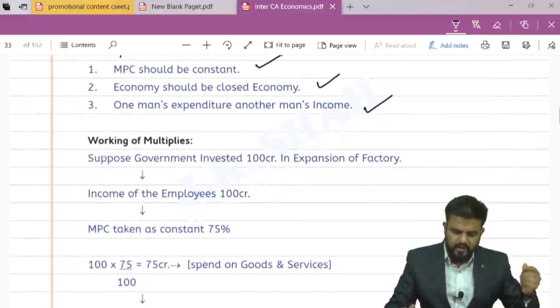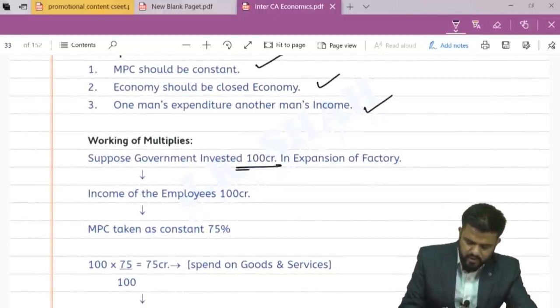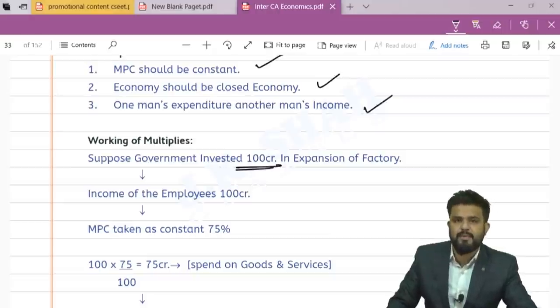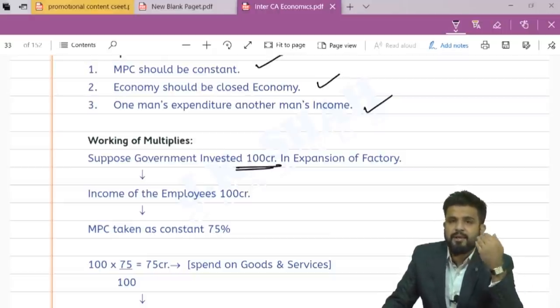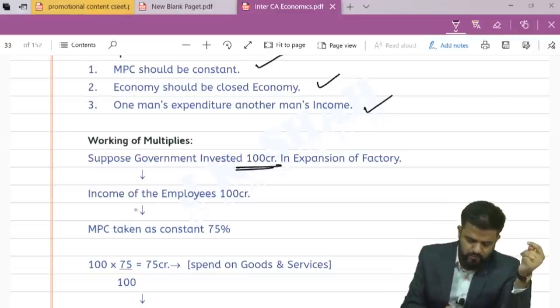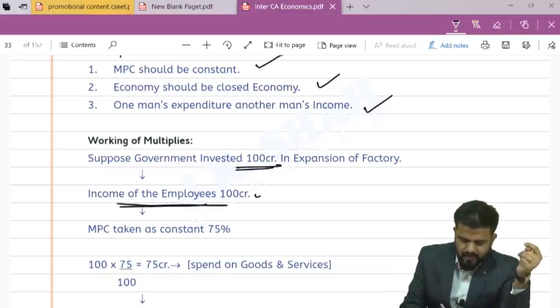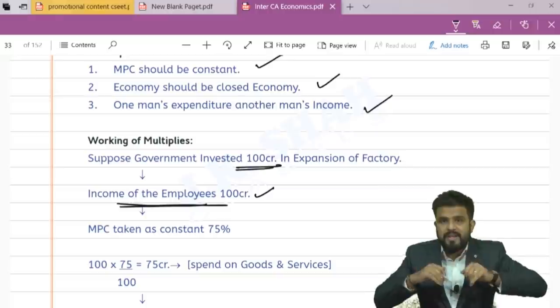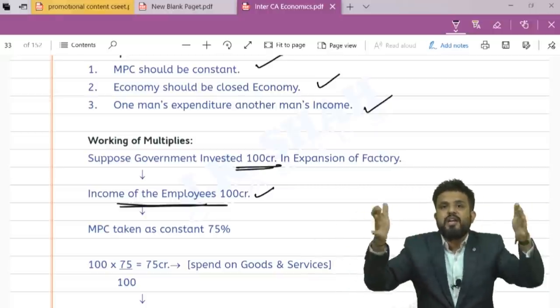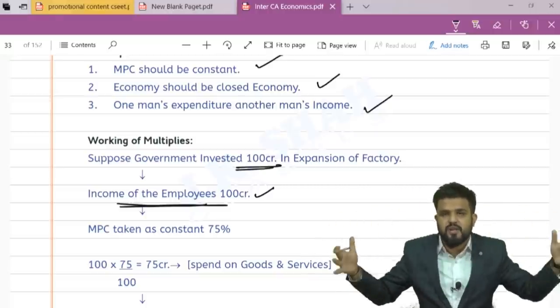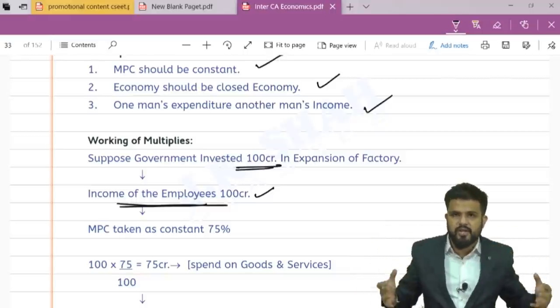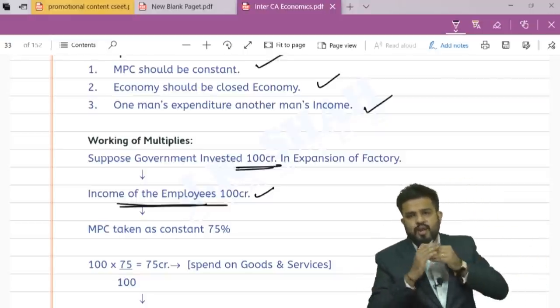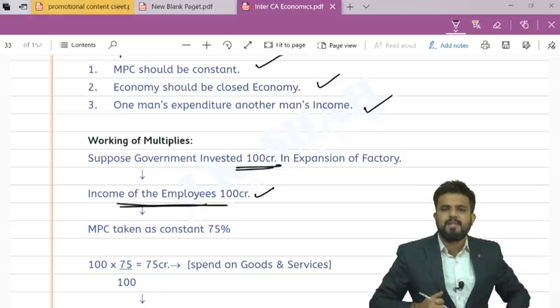You can see the working. Suppose the government decides to invest 100 crore in factory expansion. The government is spending on constructing a factory or setting up a big unit. Can I say people will get employment, people will get jobs? So I would say the income of the employees will be 100 crore. When one government is spending, then the steel industry, cement industry, construction workers, iron, wood industry, everyone will get work. So one man's expenditure would be another man's income.